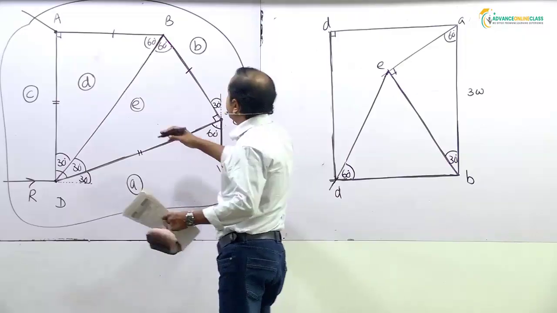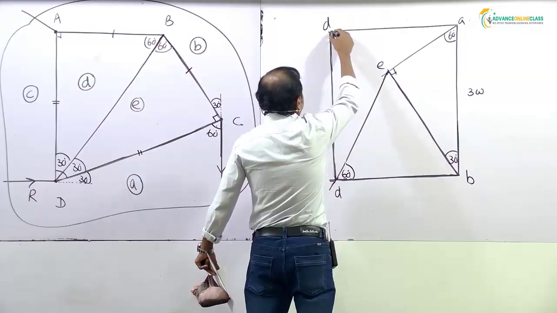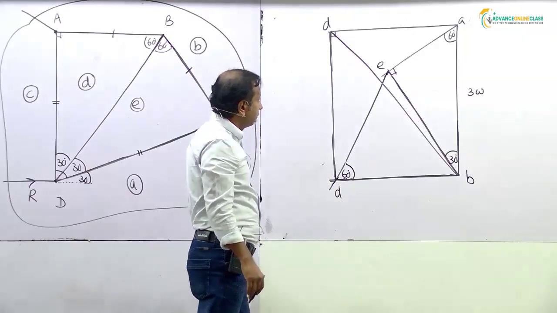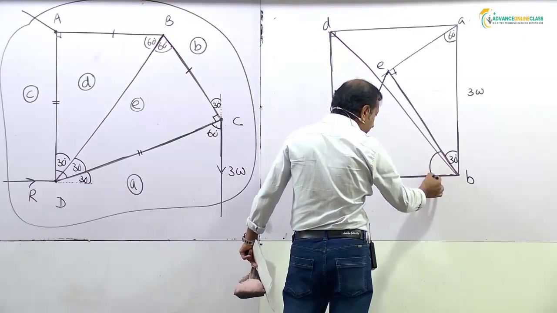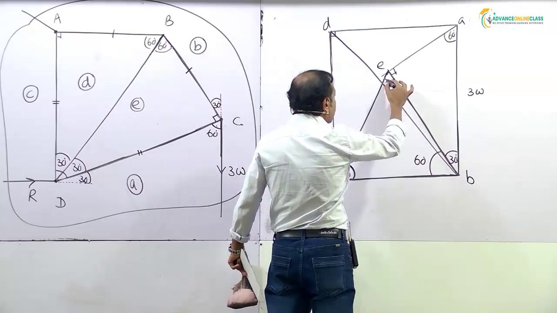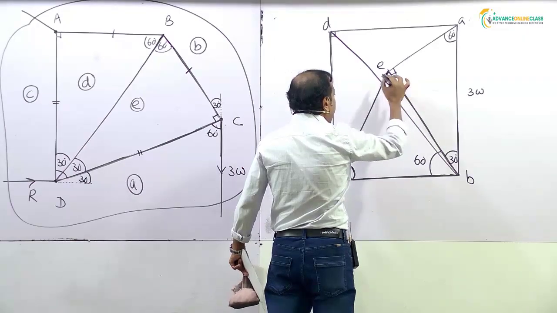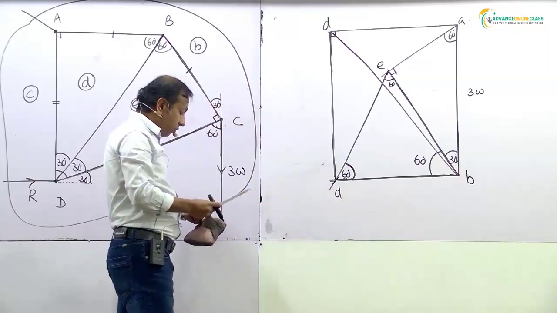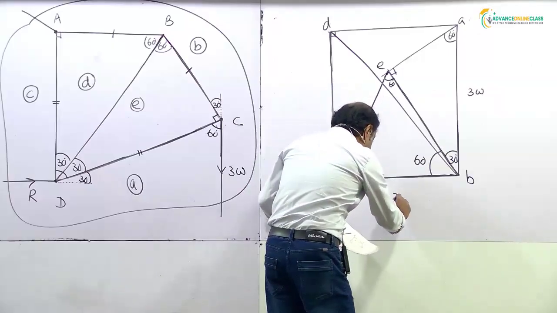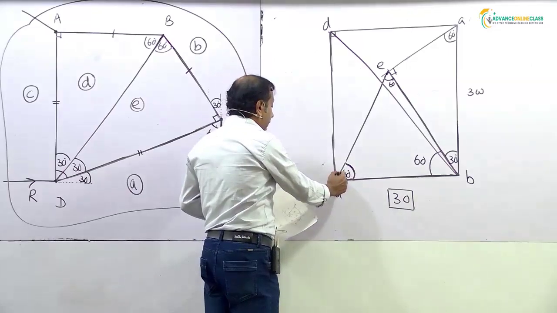Now, this force is given by BC, so we'll join B and C. Here all angles are 60. This is 60, and for this also 60. Okay, now we can go to the calculation part. For this stress diagram, 30 marks are given. This is 90.